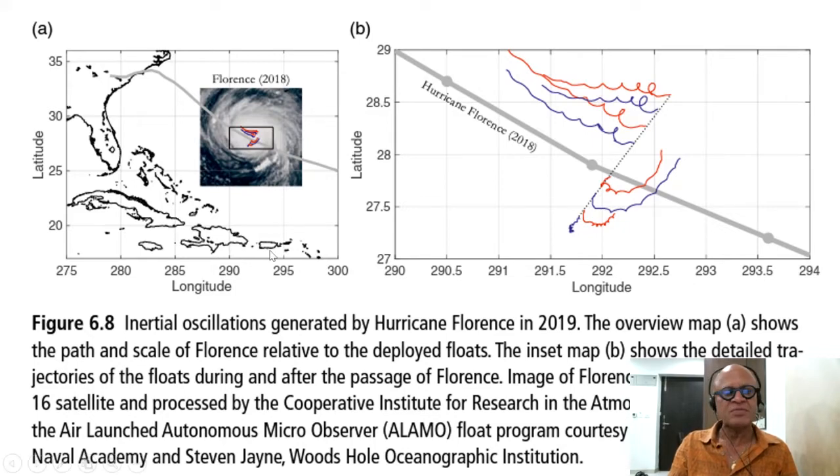Image of Florence taken by NOAA GEOS, and data is here from the autonomous air-launched autonomous micro-observers, which are used to study cyclones, ocean response, how deep the mixing happens, and so on and so forth. And you can see that the cyclone has passed by, and you can see the continuing inertial circles that then decay away after the cyclone has forced the floats here.